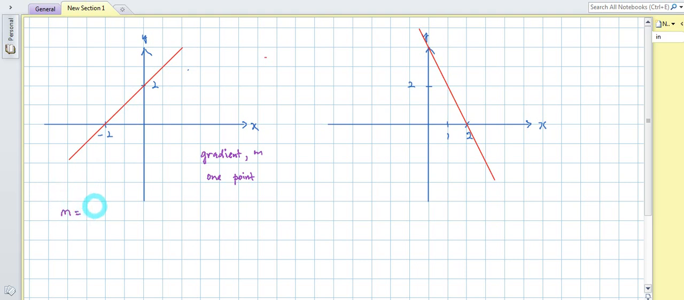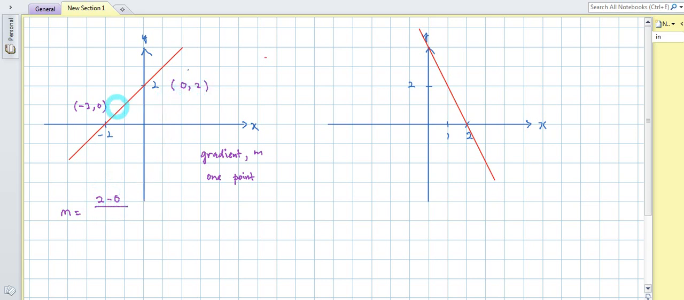You can use y2 minus y1 over x2 minus x1, or negative y-intercept over x-intercept. I think I just use y2 minus y1 first, so I can do the revision with you on how to write the coordinates. On the y-axis, x equals 0, so it is 0, 2. On the x-axis, y equals 0, so it is negative 2, 0. Okay, so use the formula: 2 minus 0.